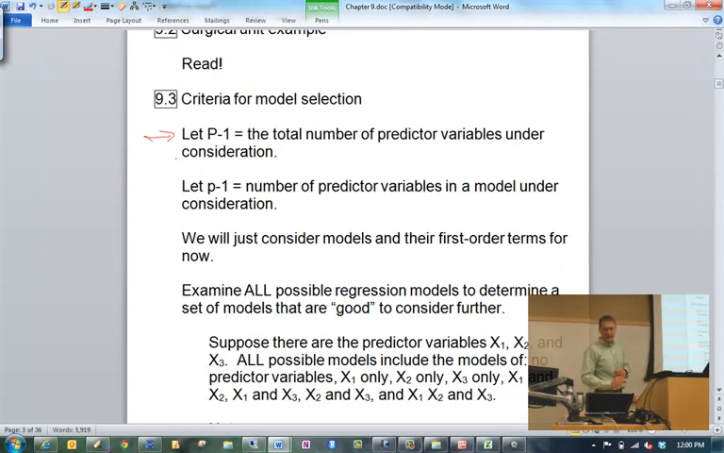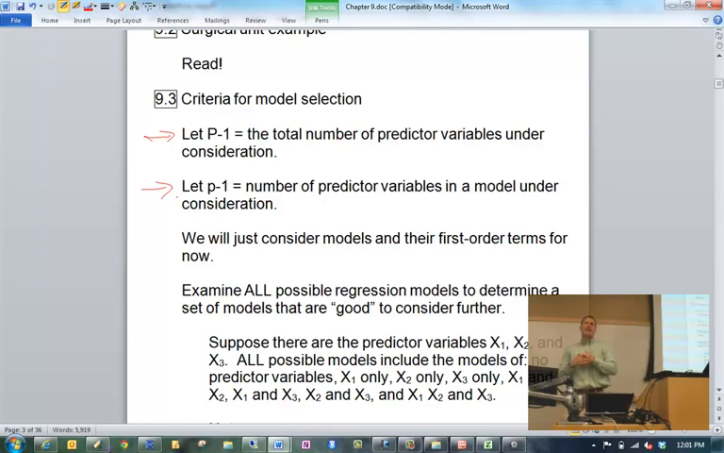Okay. Let's consider situations where we have, and I didn't pick this notation, this is the book's notation, capital P minus 1 total predictive variables to consider. Okay, so capital P minus 1. And what we're going to do is look at subsets of those predictor variables. These subsets have little p minus 1 different predictor variables.